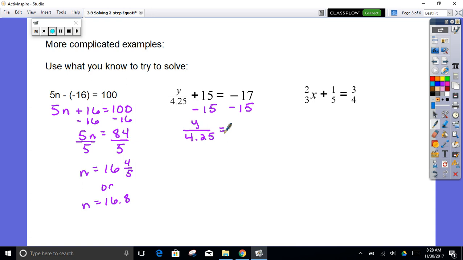Then 17 minus 15 is negative 32. Good, same sign, so we add and keep. And then, what did you do? Multiplied both sides by 4.25. Okay, and then got y equals negative 136.